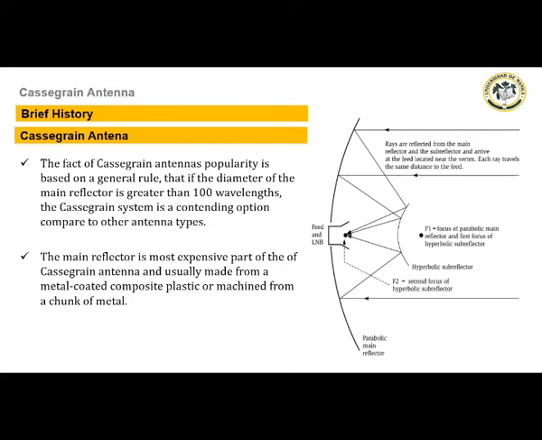The fact of Cassegrain antenna's popularity is based on the general rule that if the diameter of the main reflector is greater than 100 wavelengths, the Cassegrain system is a contending option compared to other antenna types. The main reflector is the most expensive part of the Cassegrain antenna and is usually made from a metal-coated composite plastic or machined from a chunk of metal.